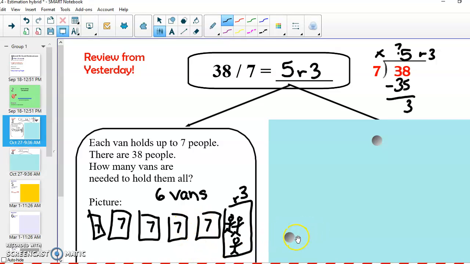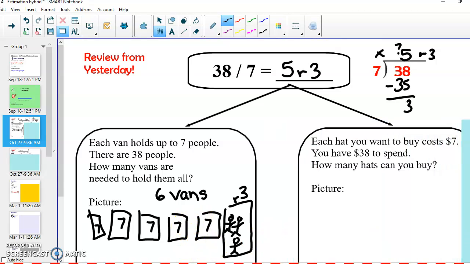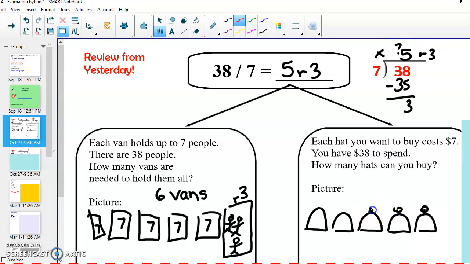Then I can look at this problem over here. And this one says each hat you want to buy costs $7. You have $38 to spend. How many hats can you buy? So once again, I know that I can buy 5 hats. There are my cute little hats. Put my little pom-poms on them since it is winter.